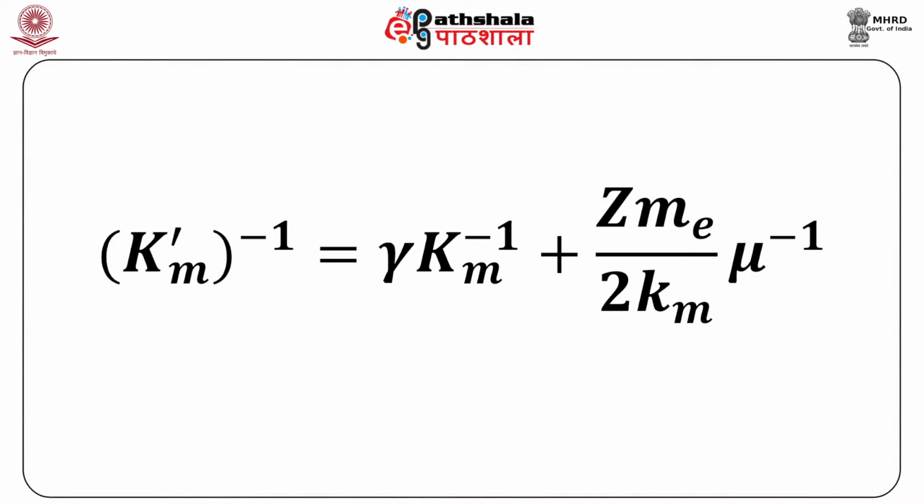The effect of the ionic strength on the apparent Michaelis constant is also predictable. If the ionic strength is represented by mu, the equation will appear as described on your screen. In this equation, Zm subscript C is the effective concentration of the charged species in the immobilized matrix. This equation gives a linear relationship between the reciprocal of the observed Michaelis constant and the ionic strength of the medium. The slope according to this linear equation is Zm subscript C divided by twice Km, and the intercept is gamma into Km, whole inverse.